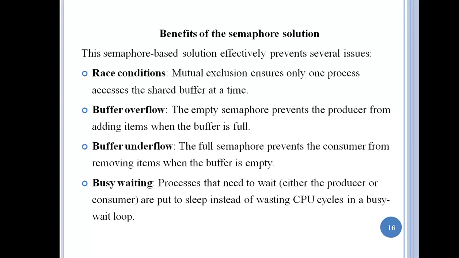So the benefits of using the semaphore solution are: first, race condition. Mutual exclusion ensures only one process accesses the shared buffer at a time. Second, buffer overflow. The empty semaphore prevents the producer from adding items when the buffer is full. Third, buffer underflow. The full semaphore prevents the consumer from removing items when the buffer is empty. And busy waiting: a process that needs to wait, either the producer or consumer, is put to sleep instead of wasting CPU cycles in a busy wait loop.